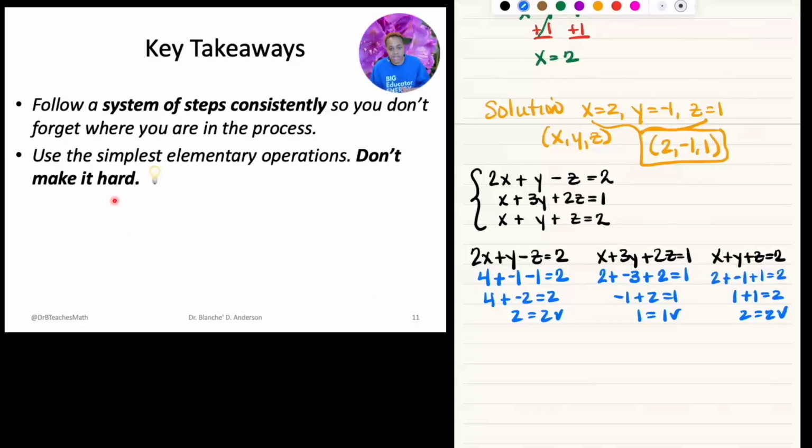Key takeaways. Follow the steps. Just go in order. Eliminate the x variable. Eliminate the y variable. You should have x, y, and z left on the first equation, y and z on the second equation, and then the z on the third equation. Don't make it hard. Use the simplest elementary operations that you can. Okay? Simple, simple, simple.